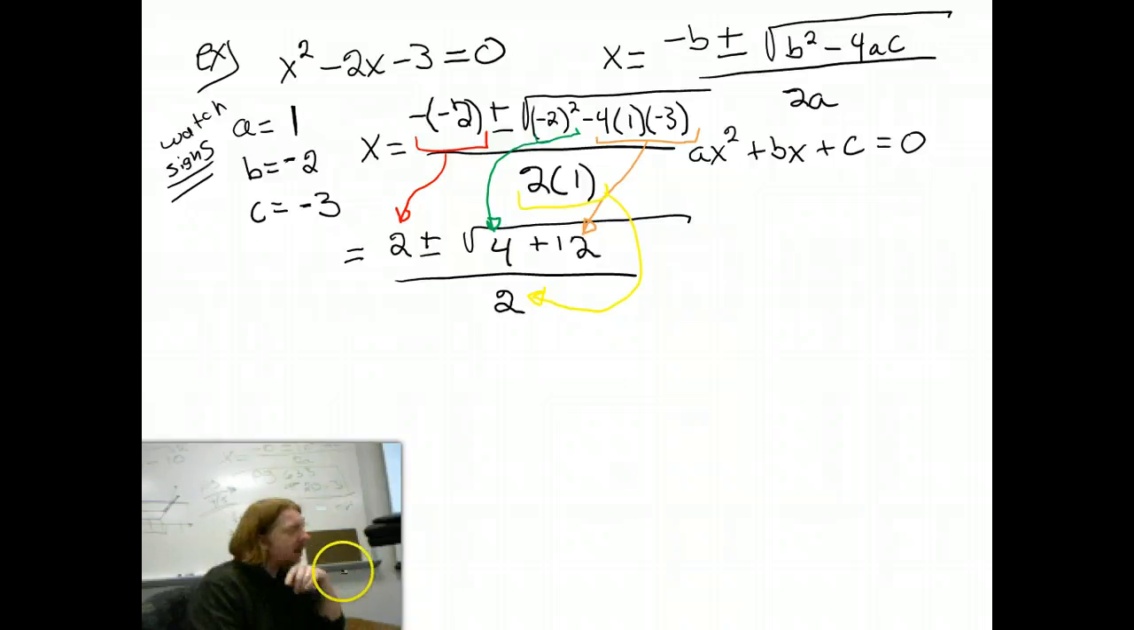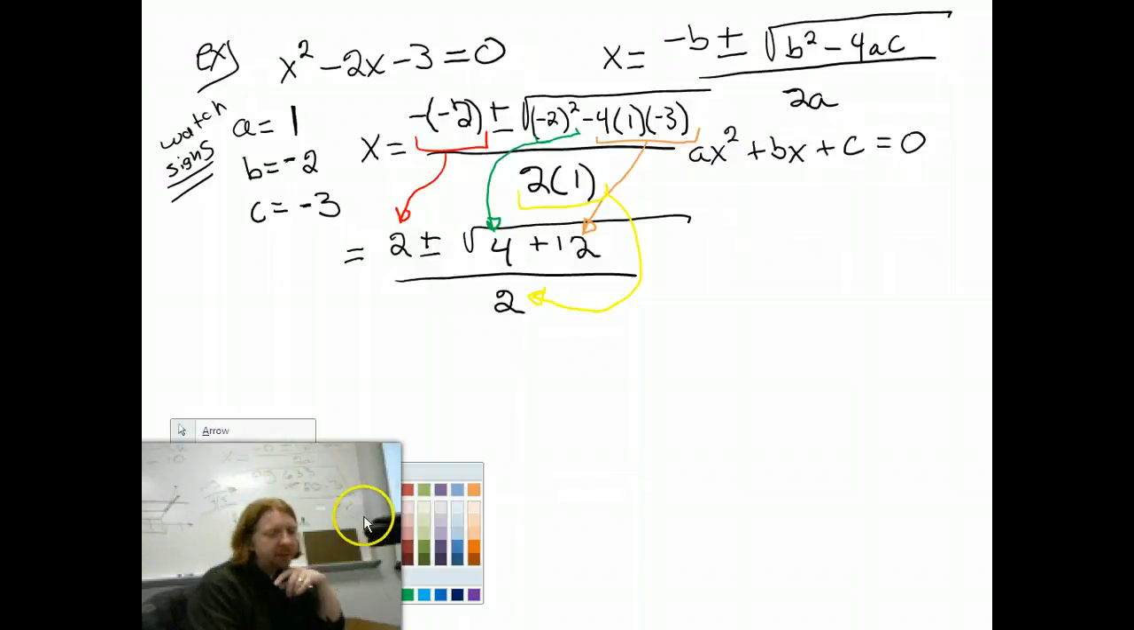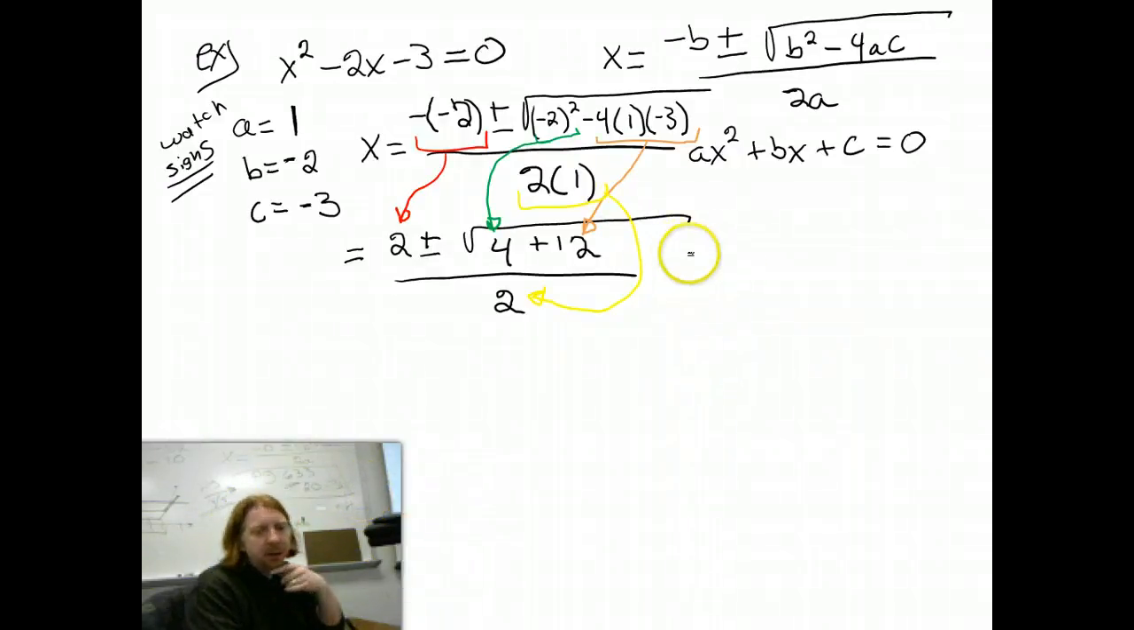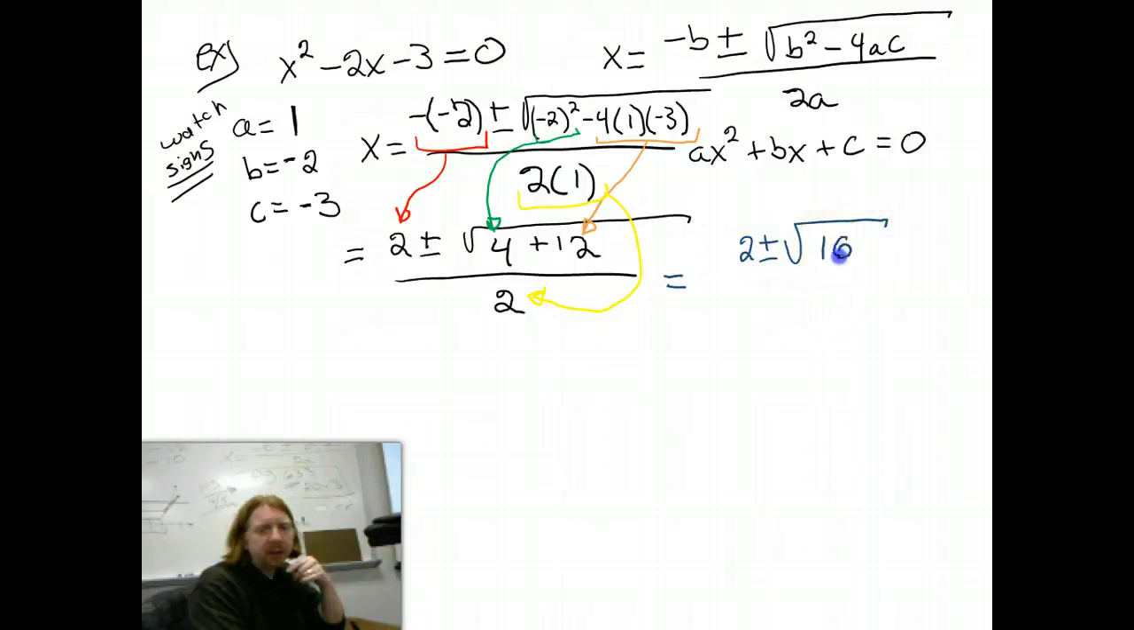Most of the mistakes that happen when we do the quadratic formula on a problem happen right here in this first pass. Because people make mistakes. Okay. Now let's go ahead and we'll do one more cleanup. 2 plus or minus the square root of 16 over 2.